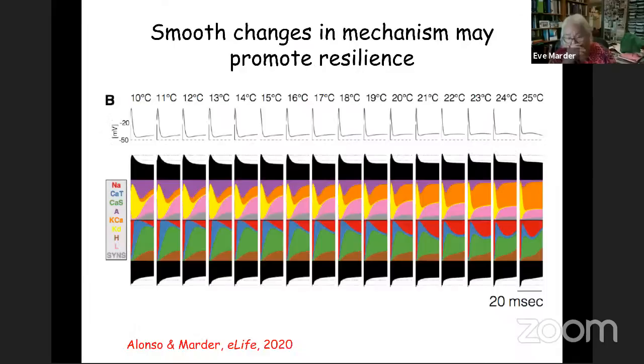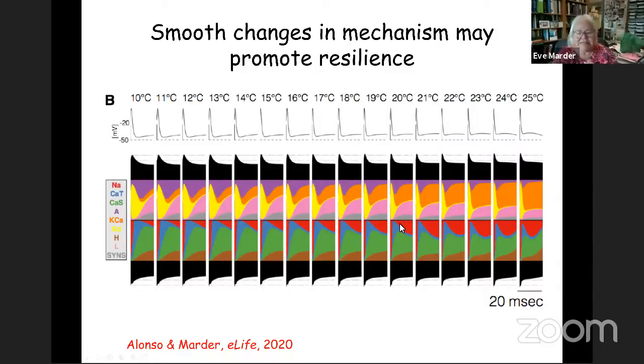And I'd just like to show you my most favorite slide of the day. We've been doing some work using temperature as a way of perturbing cells. Here you can see the last spike in the burst, the repolarization from 10 up to 25 degrees. If you look at the purple, it's big here, and as temperature increases, it gets smaller and smaller. And the calcium activated potassium current, another potassium current, gets larger and larger and larger.